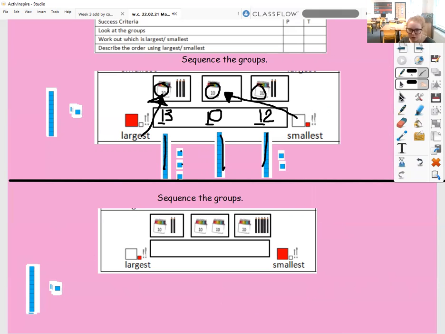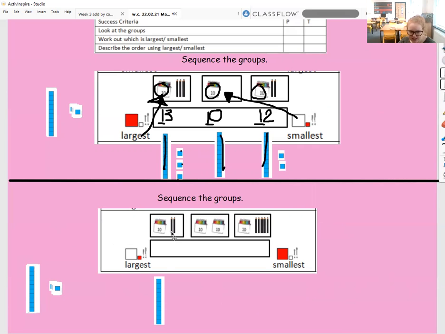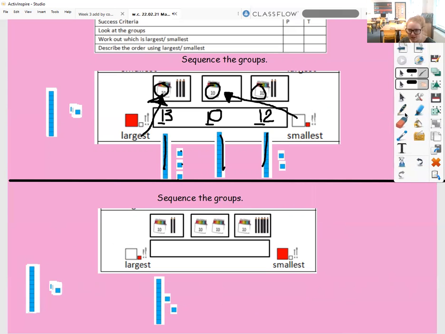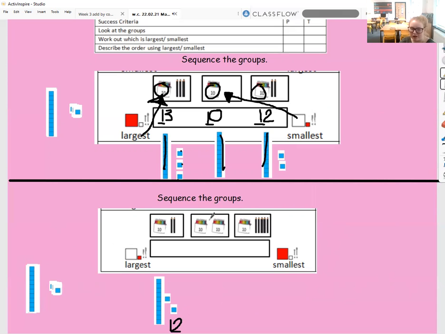Fantastic. Okay, let's have a look at what numbers we've got here. So we've got 1 10 here, and how many ones do we have in this image? We've got 1, 2 ones. What number does that make? If it's got 1 10 and 2 ones, the whole is 1 10 plus 2 ones, it's 12.